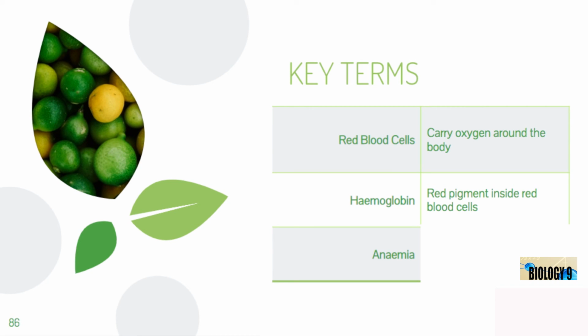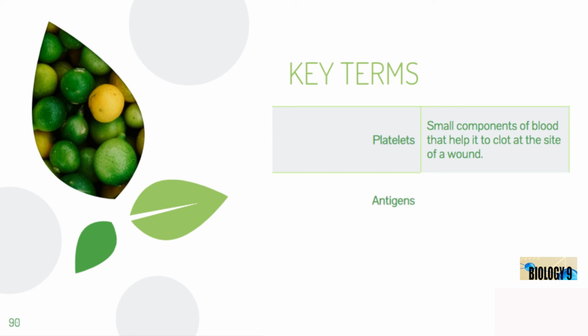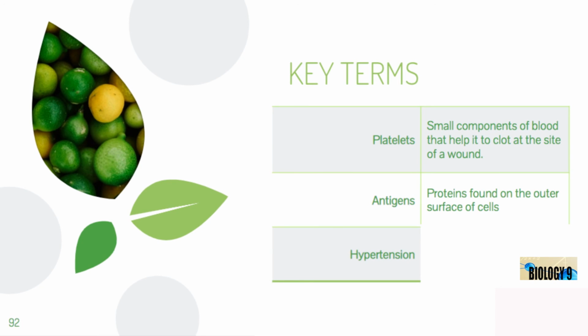Anemia, we've talked about it a lot. This is a deficiency disease from the lack of iron. Platelets are the components of the blood that help clot the site of a wound. Antigens are proteins found on the outer surface of cells. And hypertension, finally, is just a different name for high blood pressure.